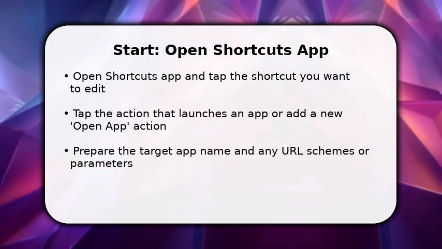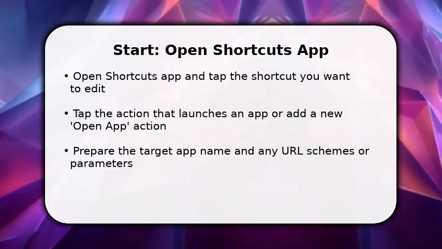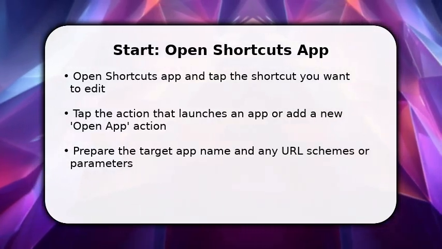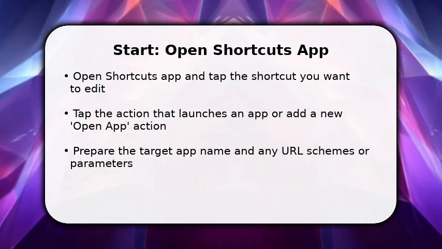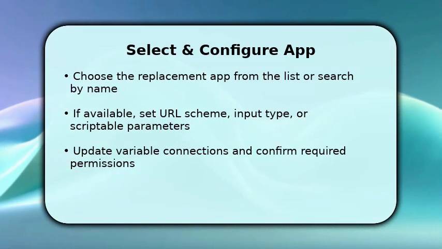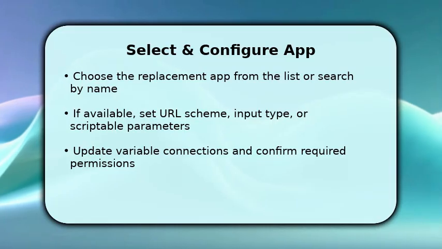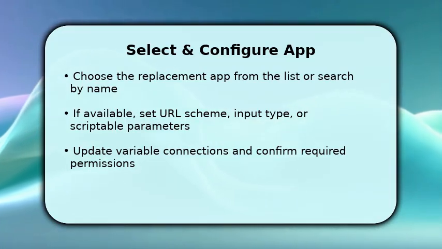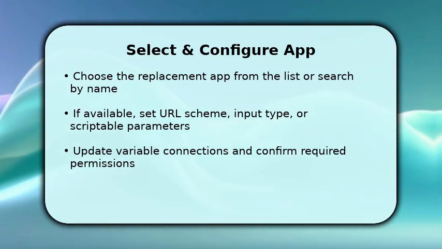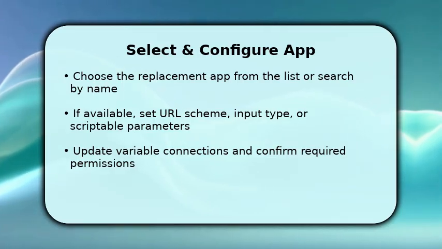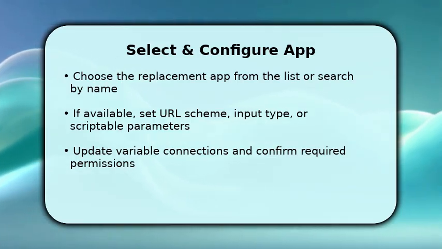Make sure to note any input types like text, URLs, or shortcuts variables before you swap the app so you preserve expected behavior. Now choose the replacement app and configure its settings. You'll search and tap the app, then adjust options. Set URL schemes, choose whether to pass text, files, or a URL and map variables accordingly.